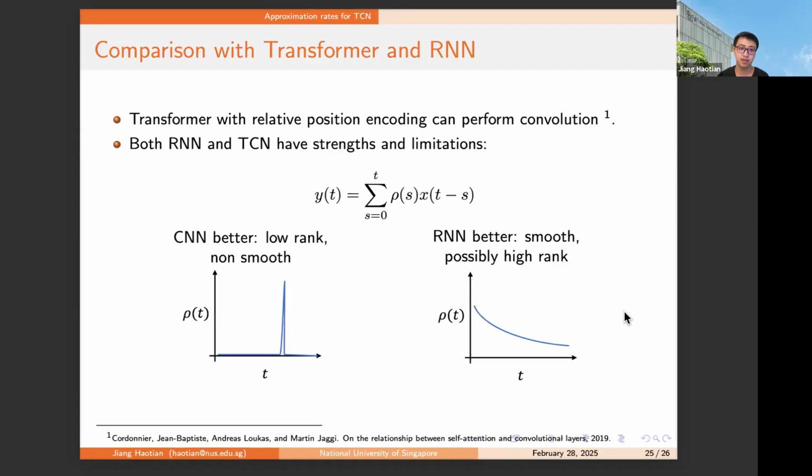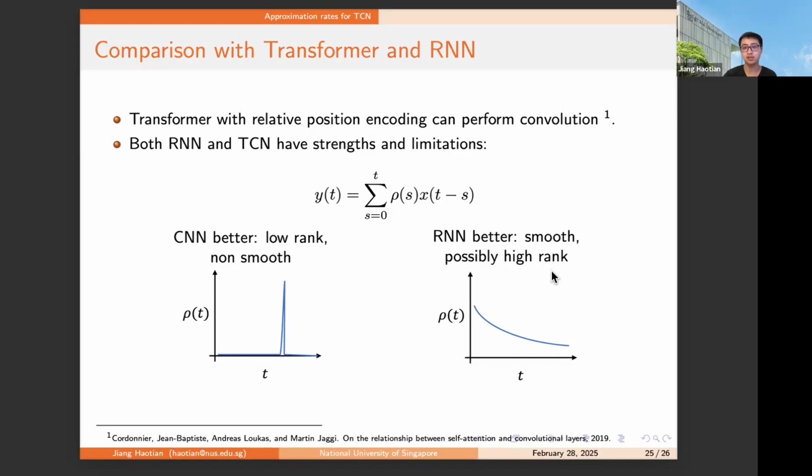And let's take a look at the comparison between RNN and the convolution. What we can say here is that both the RNN and the convolution have strengths and limitations. Let's say we want to learn this convolutional target here. On the left-hand side, the CNN can learn this one very efficiently because this one is low rank. But since this is non-smooth, RNN finds it very hard to learn this kind of target.